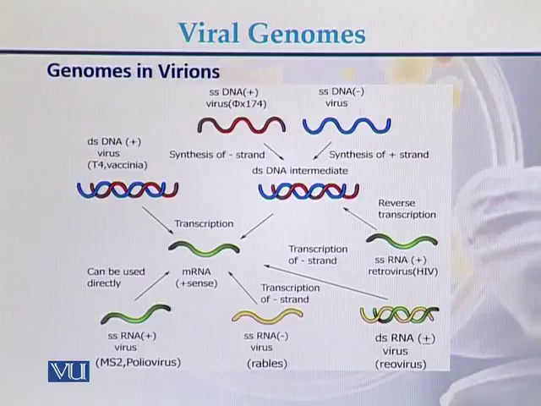So, in case of viral genomes, we can see that genomes are in the form of DNA or RNA. If there is DNA, DNA can be single-stranded, DNA can be double-stranded. And if the viral genome is in the form of RNA, RNA can be single-stranded, let's say like positive strand. It can be in the form of negative strand.